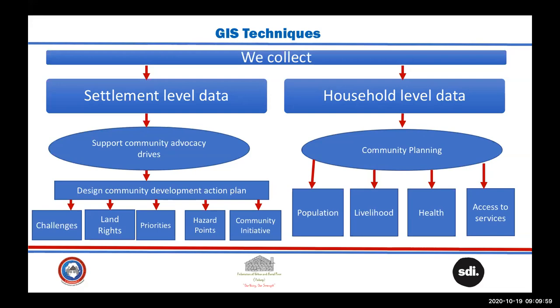For our household level data, we have community planning, covering population, livelihood, health, and access to services. I can give you a typical example in these communities, such as the Moab community. Now they boast of knowing their community better. How? By the data that we have been collecting from them, which is the household level data. They now know the population size in their community, their livelihood, their health, and their access to services.